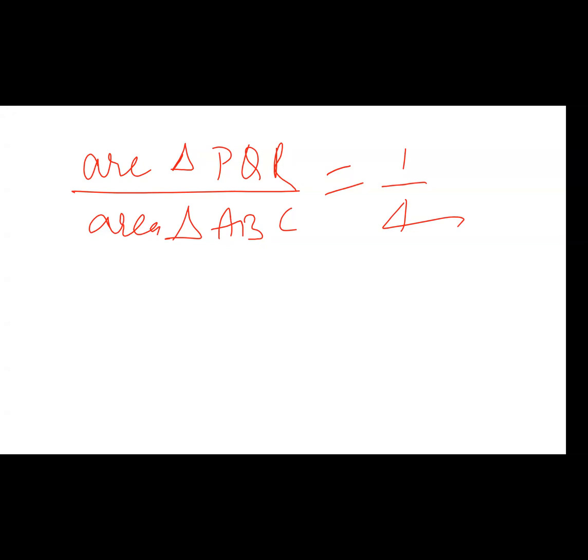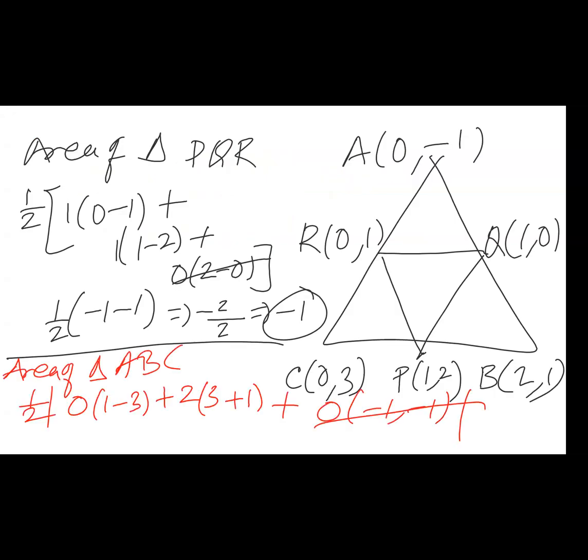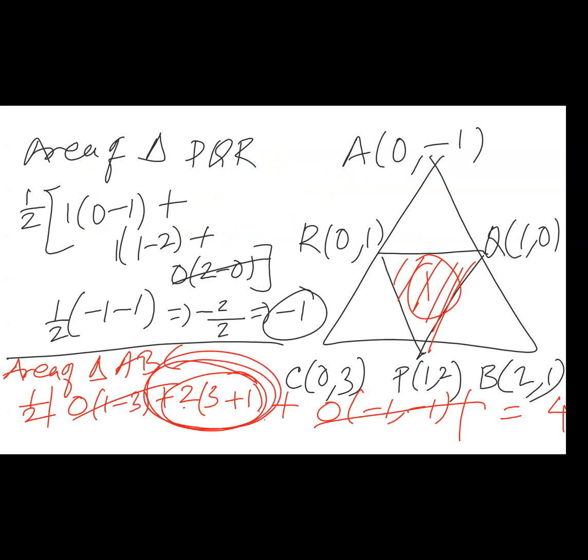But, sir, how can the value of the area of a triangle be minus? Means in the last, the area of triangle PQR is minus 1. So how could it be negative? How come it is minus 1? See, 3 plus 1 is 4. 4 into 2 is 8. 8 divided by 2 is 4. No, sir, I am asking why the value is negative. Okay, fine.